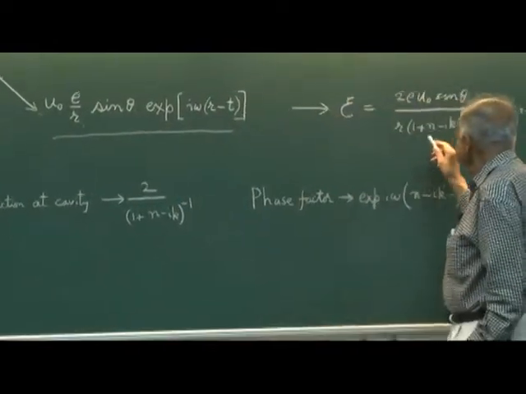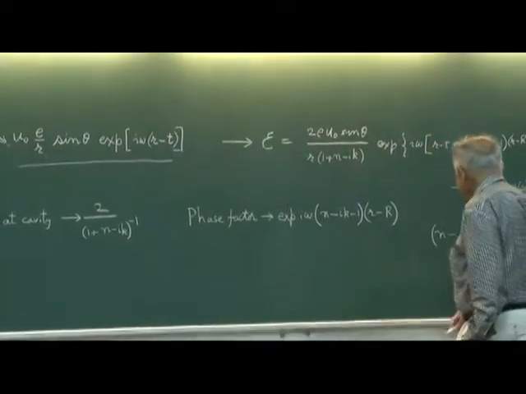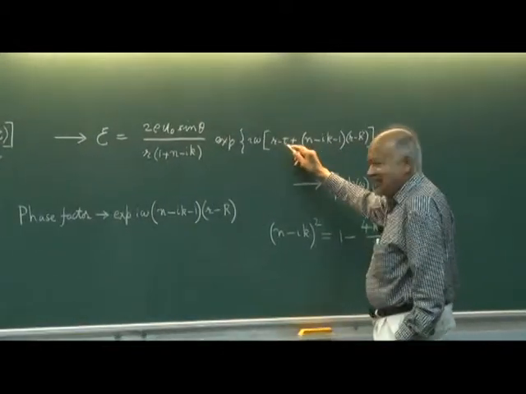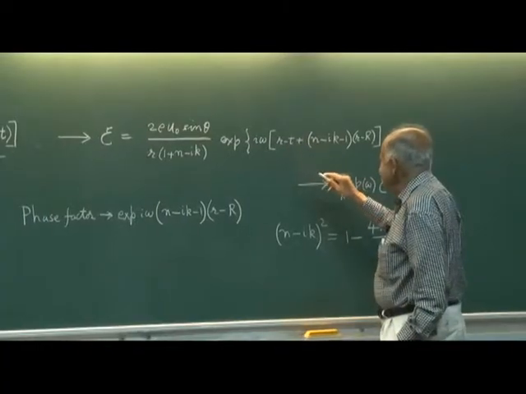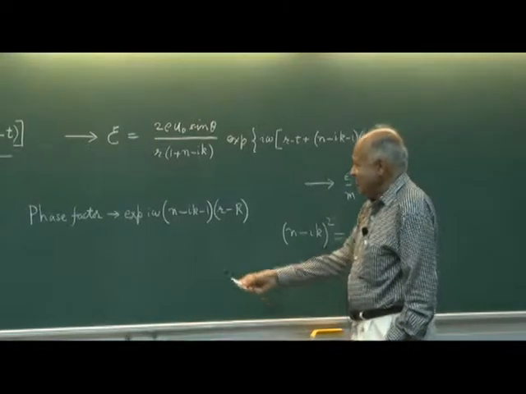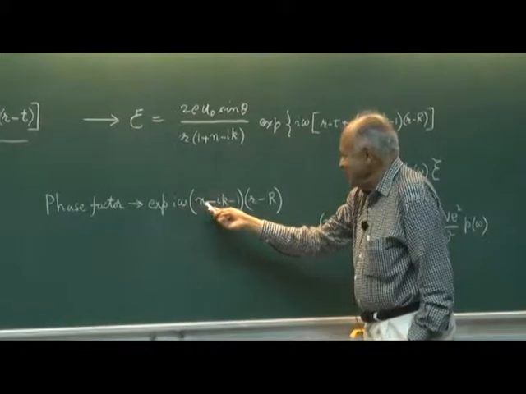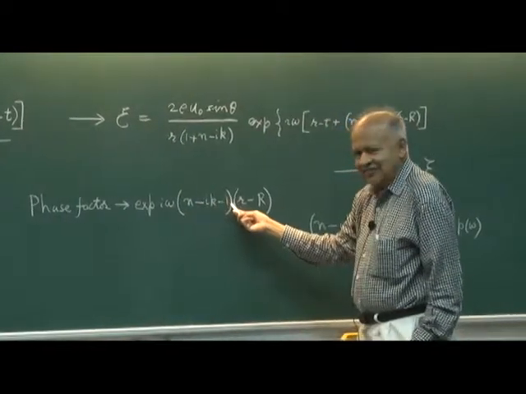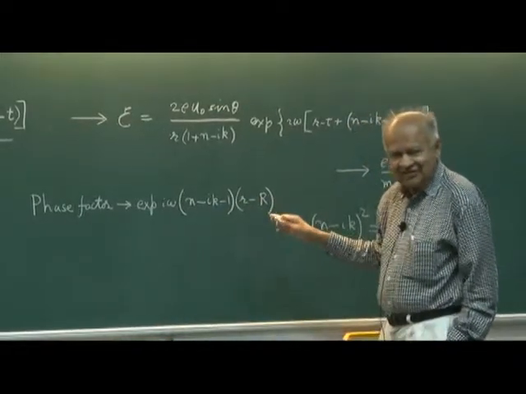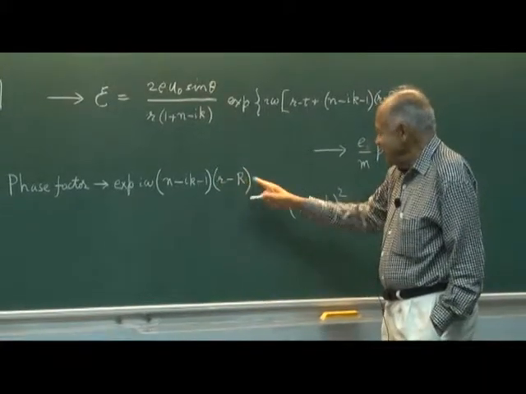So, we have this extra thing coming in. Then if you look at the e to the i omega part, you find that because of the refractive index there is a phase factor. That phase factor will be like this, e to the i omega into (n minus i k minus 1). So, anything different from 1 will add extra phase because of the refractive index. So, you get r minus big R.